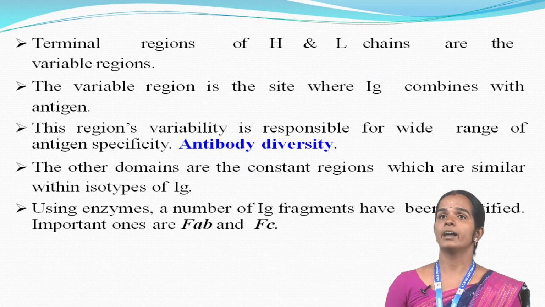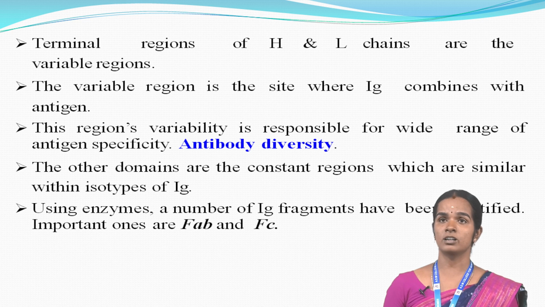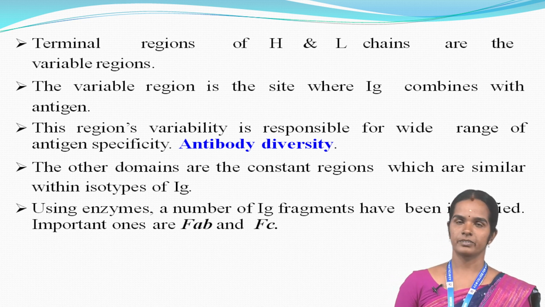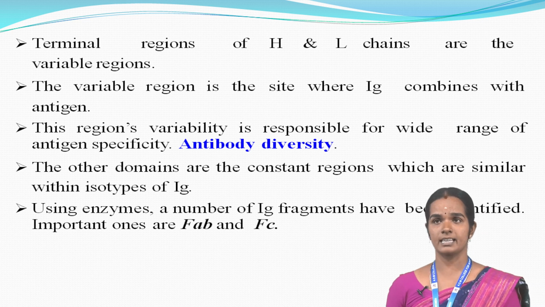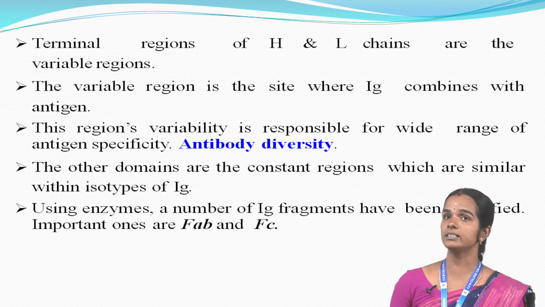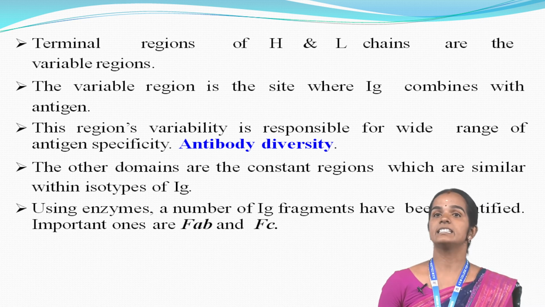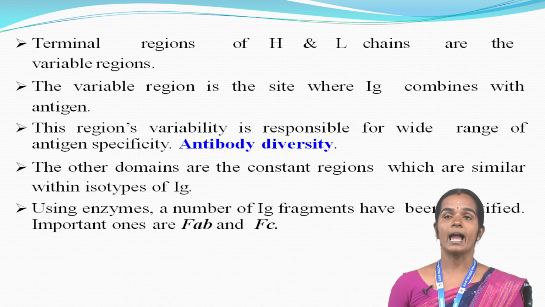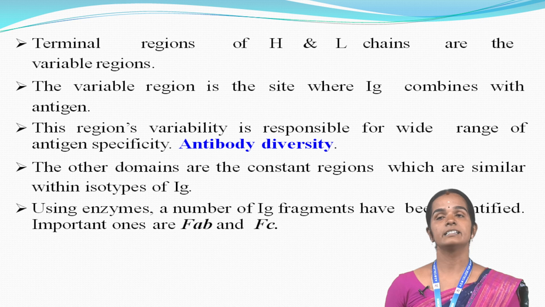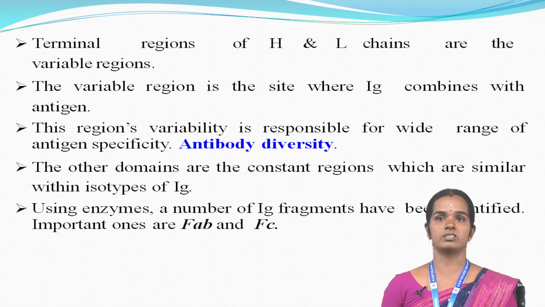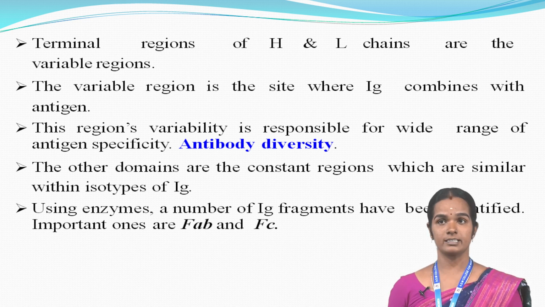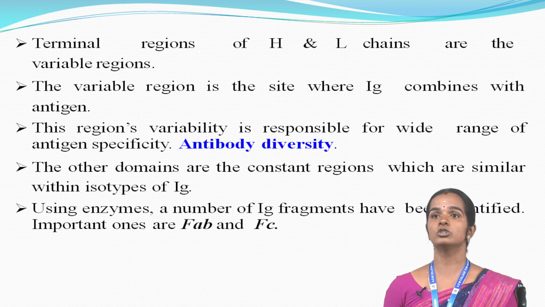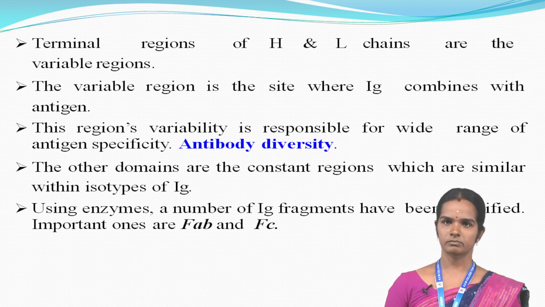The terminal region of the H and L chains is called the variable region. The variable region is the site where immunoglobulin combines with antigen. This region's variability is responsible for the range of antigen specificity, otherwise called antibody diversity. The other domains are the constant regions, which are similar within an isotype of immunoglobulin.